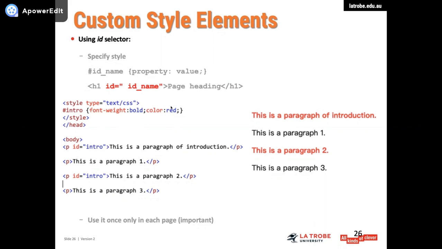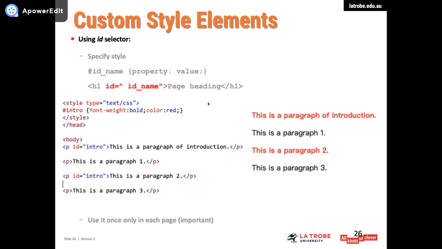So in the main body, we want to change two different places: the first and the third paragraph. In the tag name, we give a space and id equals the ID name we just gave. That is the first one, and for the third one, we do the same thing. Then as output, you will see that for the first and the third paragraph, the text has been changed with the font weight and the color. So that's the way to use the ID selector.